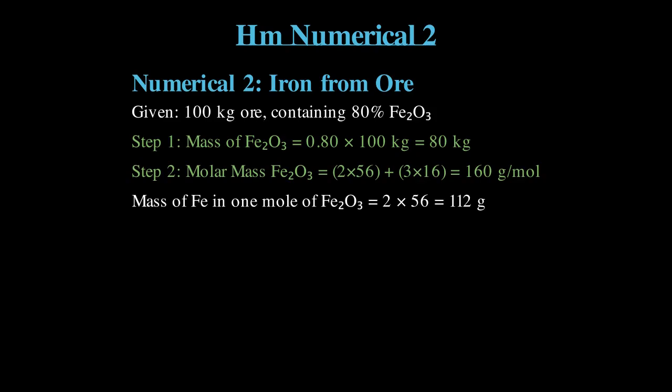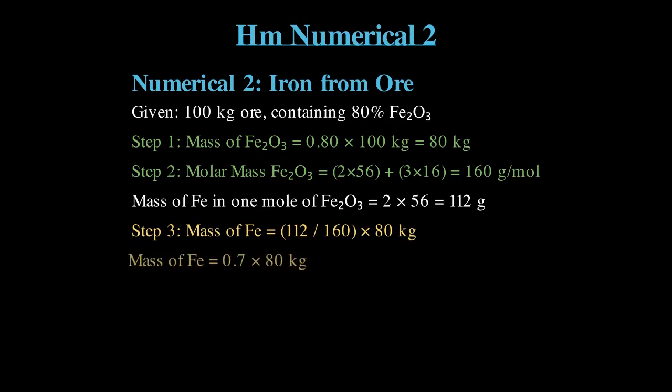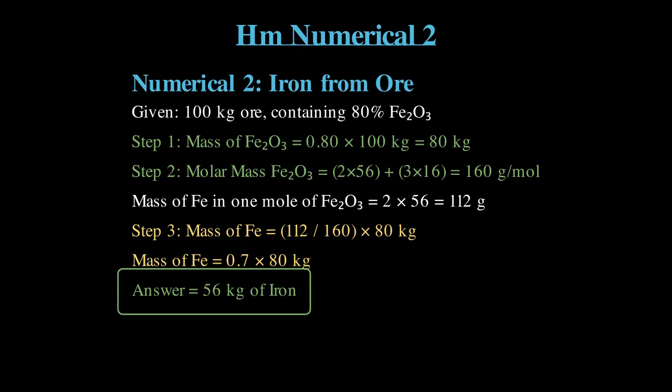Step 3, now we calculate the mass of iron. We use the ratio, the fraction of iron in the compound, which is 112 by 160, multiplied by the total mass of the compound, 80 kg. So, the calculation is 112 divided by 160 times 80 kg. This is 0.7 times 80 kg. The final answer is 56 kg of iron.